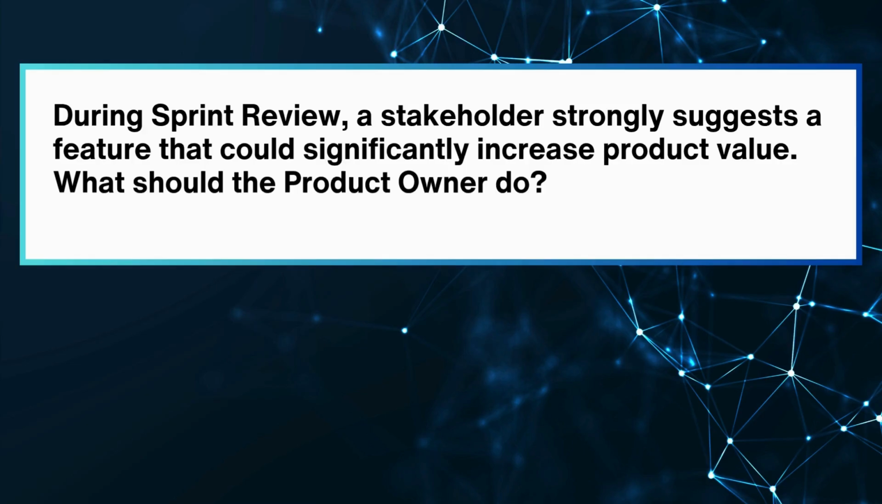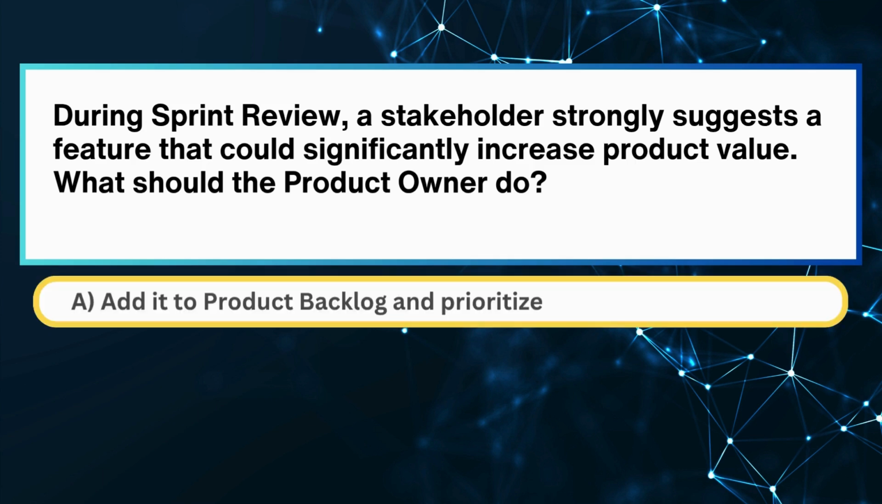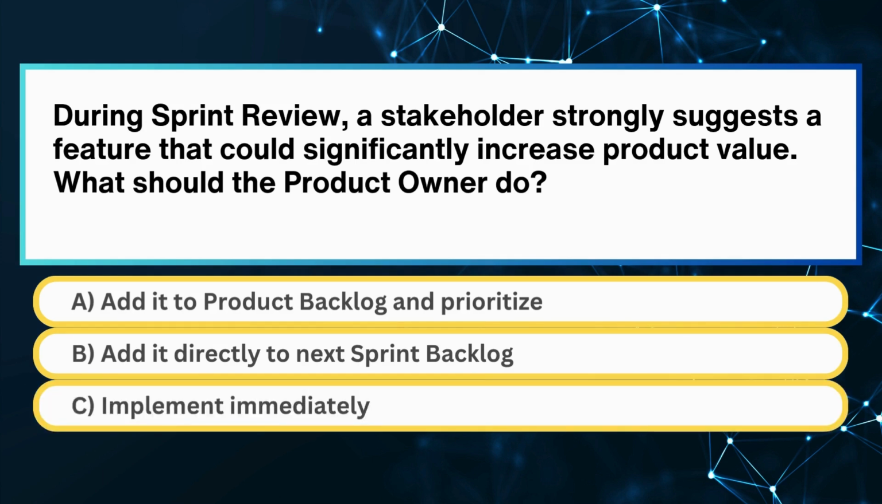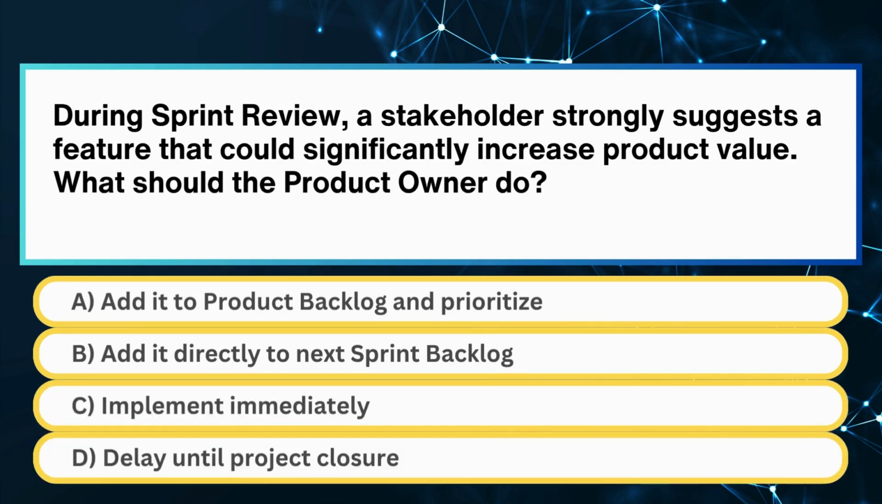During sprint review, a stakeholder strongly suggests a feature that could significantly increase product value. What should the product owner do? Is it A. Add it to product backlog and prioritize. B. Add it directly to next sprint backlog. C. Implement immediately. Or D. Delay until project closure.